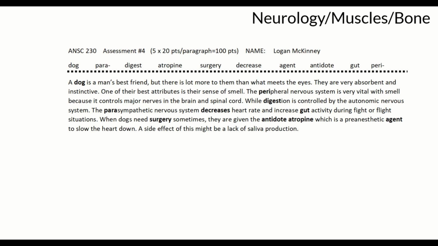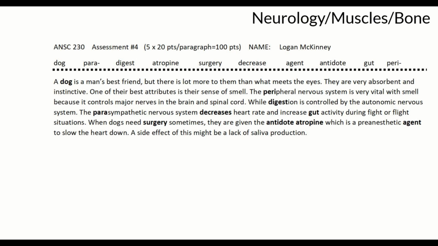So let's get this down here, enlarge it, and then I'll get my laser pointer going. And let's look at the words. Dog, okay. Para could be paracrine, but probably not since we're doing neurology or muscles. But there's a parasympathetic nervous system that's been talked about. Digest might be the digestive system. If you're talking about neurology, there's a branch of the autonomic nervous system that controls digestion.